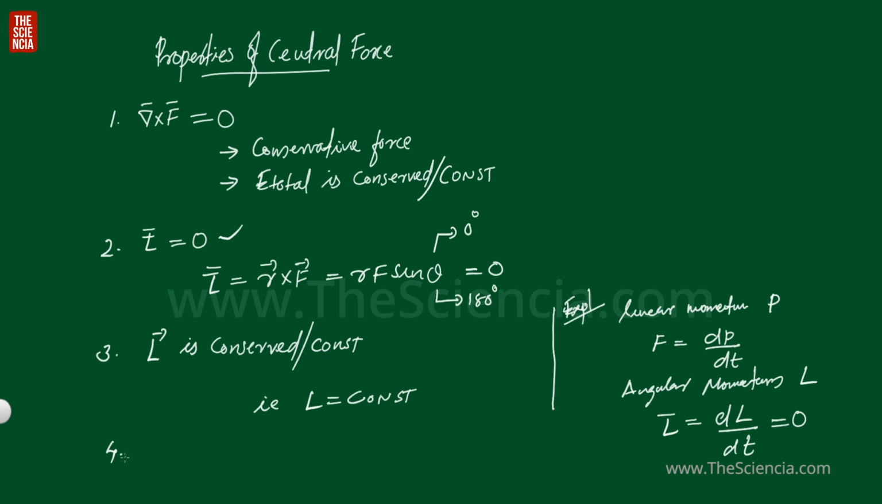And fourth property, the relation between force and potential. The force F of r will be equal to negative gradient of potential, that is, minus dou V of r by dou r, where V of r is the potential.